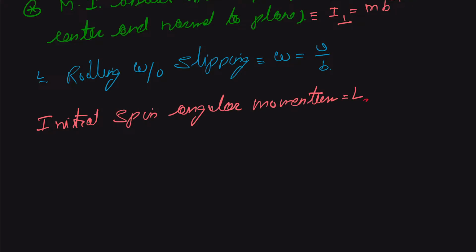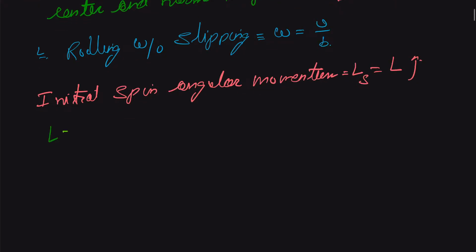Let us call this LS, it will be equal to our angular momentum L, and we have this as a J unit vector. This angular momentum L will be equal to our I perpendicular multiplied by omega, and we know our I perpendicular is M B square, and this is V upon B. So here B and B cancel out, so this comes as MBV.